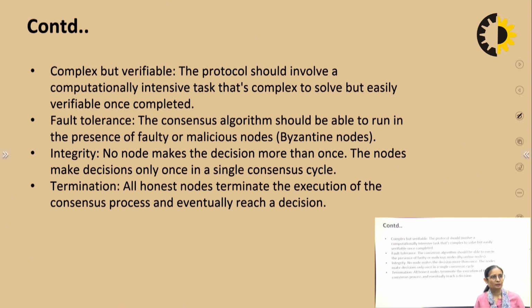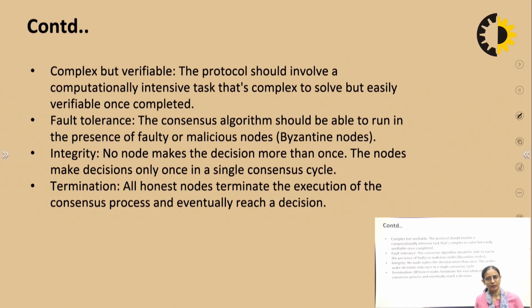Fault tolerance, the consensus algorithm should be able to run in the presence of faulty or malicious nodes. That is, if some Byzantine nodes are present, my consensus algorithm should still work. It should not fail. What are the Byzantine nodes? These are the nodes which send false information about the network to other peer nodes. For example, if I want to add a certain transaction in the blockchain ledger, this Byzantine node can convey that this transaction is not a validated one, or it can say that it has been added earlier.